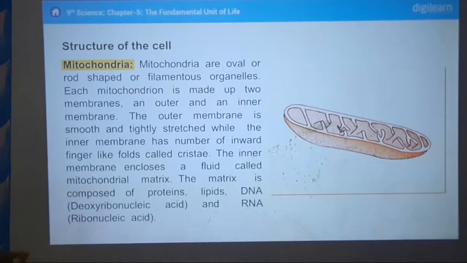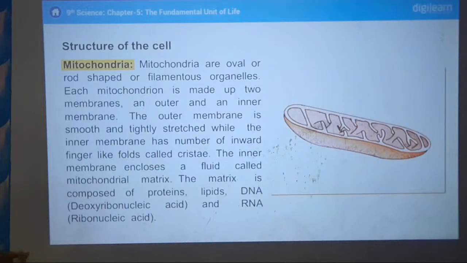Mitochondria. Mitochondria are oval or rod-shaped or filamentous organelles. Each mitochondria is made up of two membranes, an outer and an inner membrane. The outer membrane is smooth and tightly stretched, while the inner membrane has a number of inward finger-like folds called cristae.